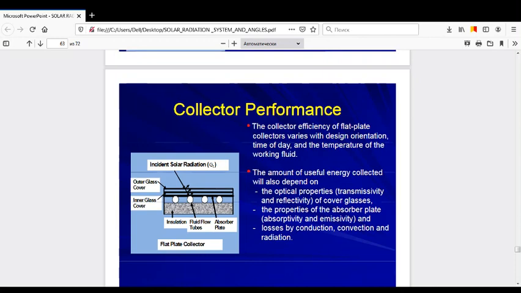Now collector performance. The incident radiation is denoted by GT: outer glass cover, inner glass cover, insulation, fluid flow tubes, absorber plate. This is the flat plate collector. The collector efficiency of a flat plate collector varies with design, orientation, time of day, and the temperature of the working fluid. The amount of useful energy collected will also depend on the optical properties, transmissivity and reflectivity of cover glasses, the properties of the absorber plate, absorptivity and emissivity, and loss by conduction, convection, and radiation.